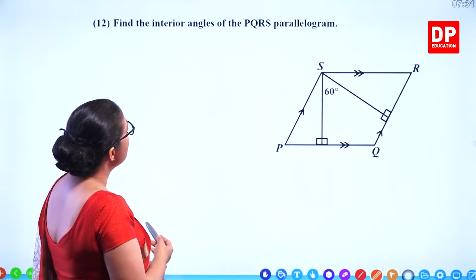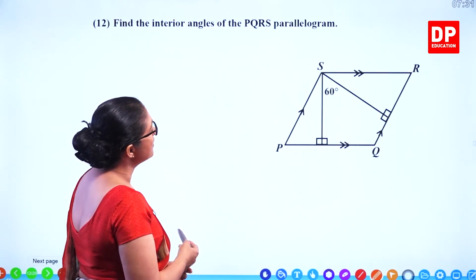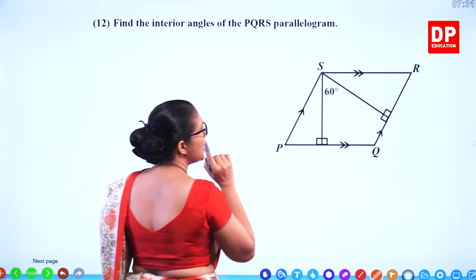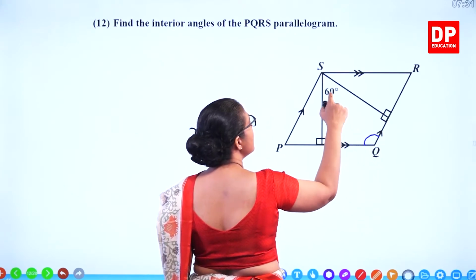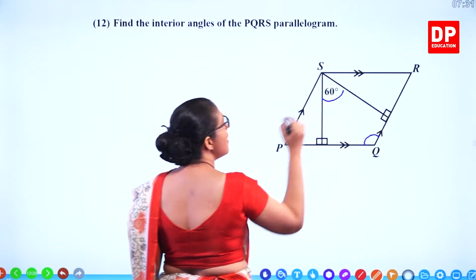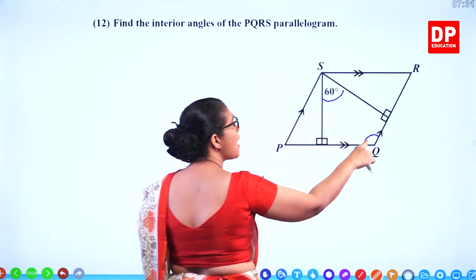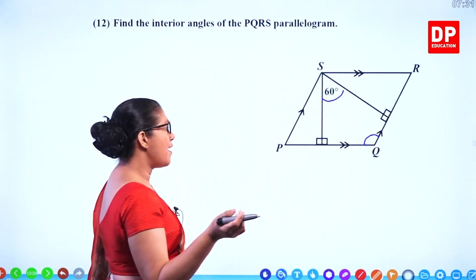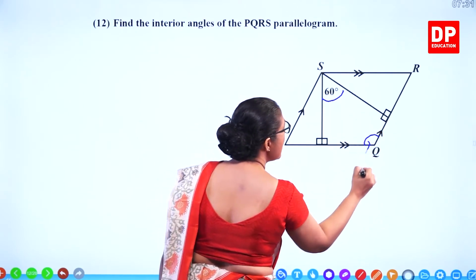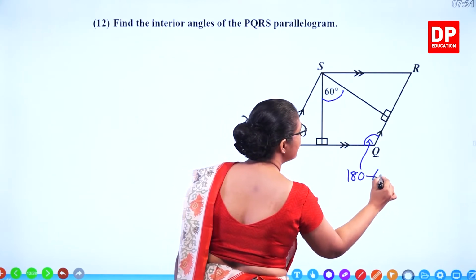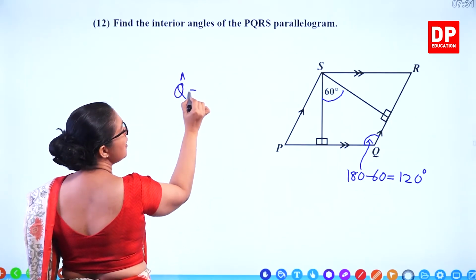Question number 12. Find the interior angles of the parallelogram PQRS. Interior angles, so that means you have to find all interior angles. We can easily find this angle first, because when you take this one, this is another quadrilateral. This is 90, this is 90, that's 180. What's the sum of angles in a quadrilateral? 360. So 180 there, we need another 180. So what is this angle? 180 minus 60. So you get 120. So Q angle is 120.